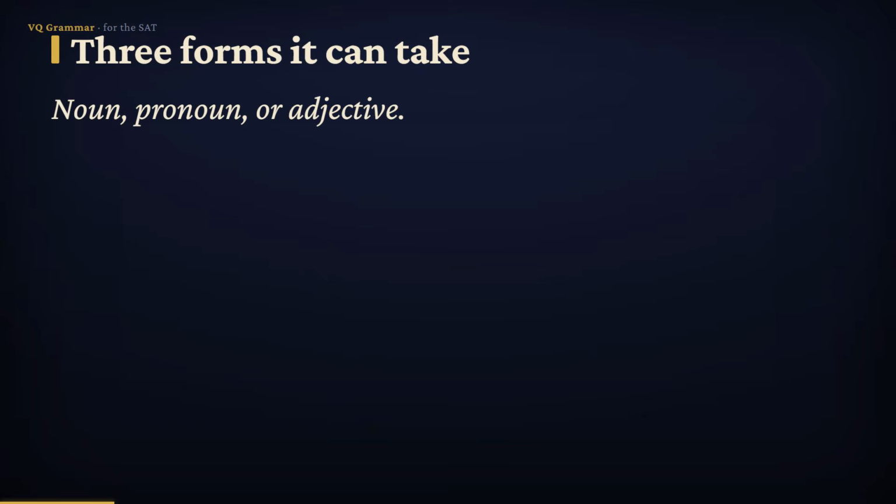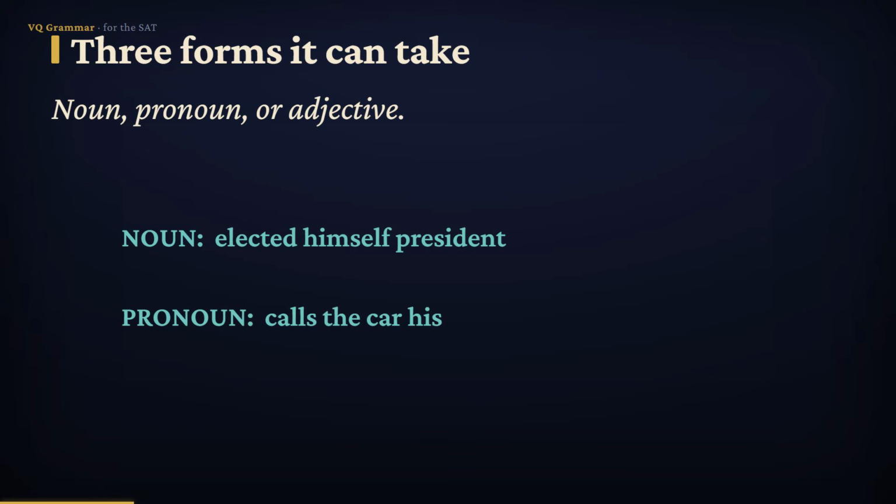That object complement can take three forms. It can be a noun. Paul elected himself president. President is a noun. It can be a pronoun. Paul calls the car his. His is a pronoun. Or it can be an adjective. Paul found the computer useful. Useful is an adjective. Nouns and pronouns rename the direct object. Adjectives describe it. Either way, it's an object complement.